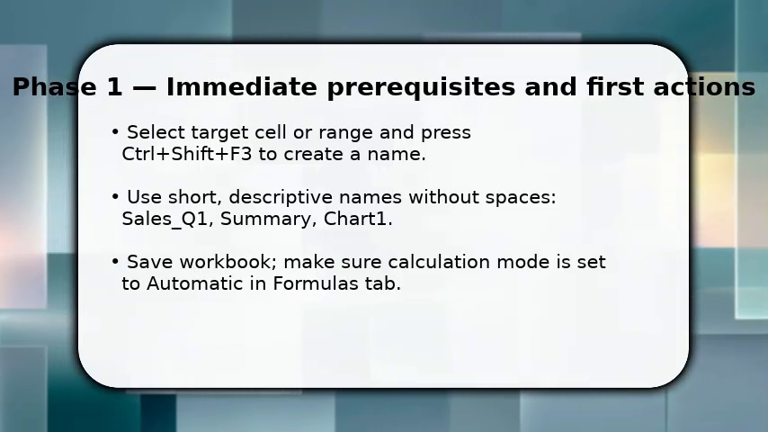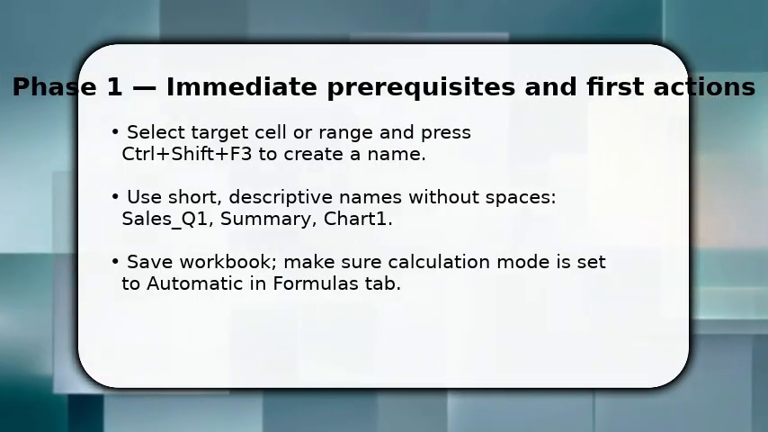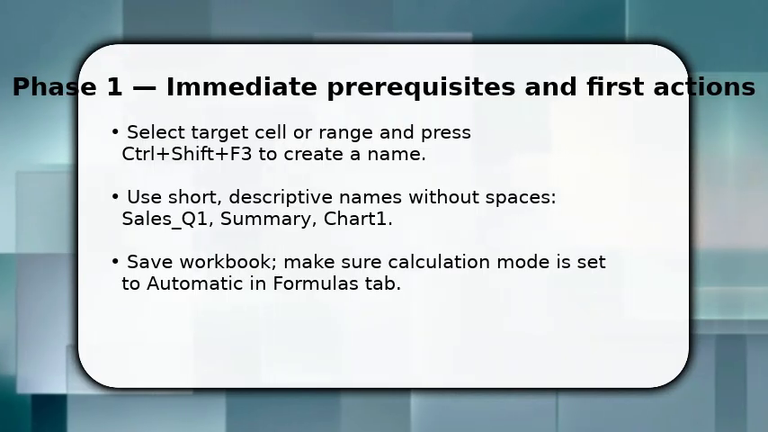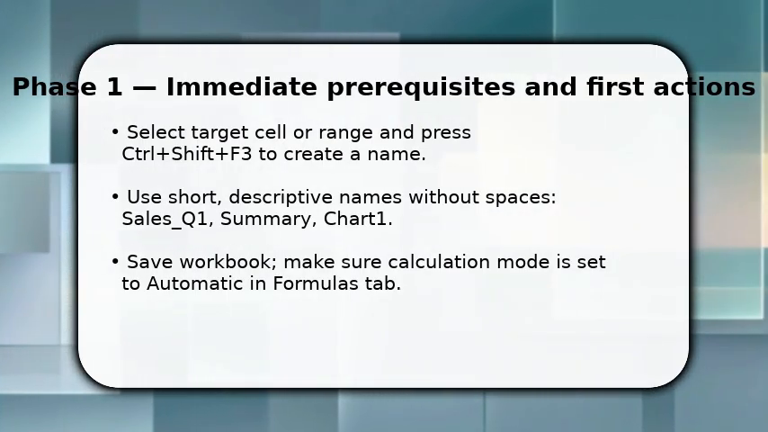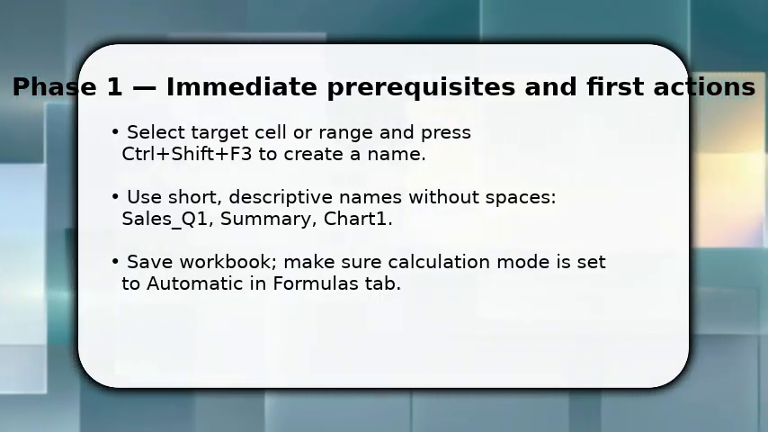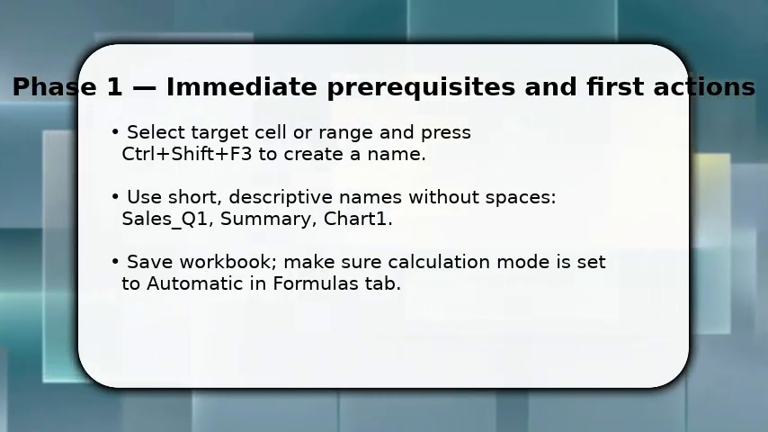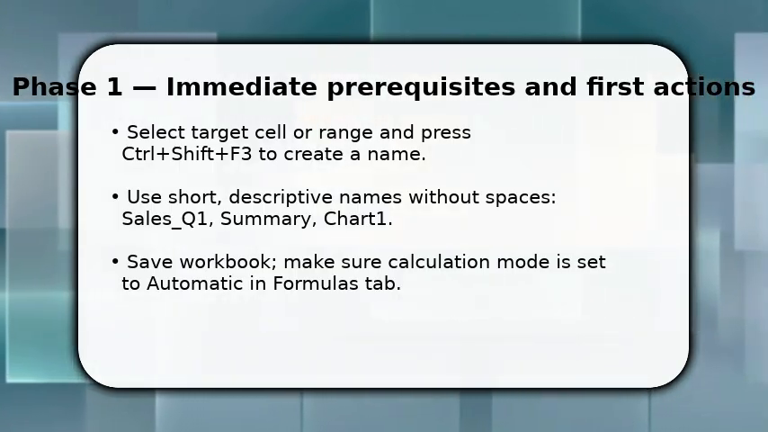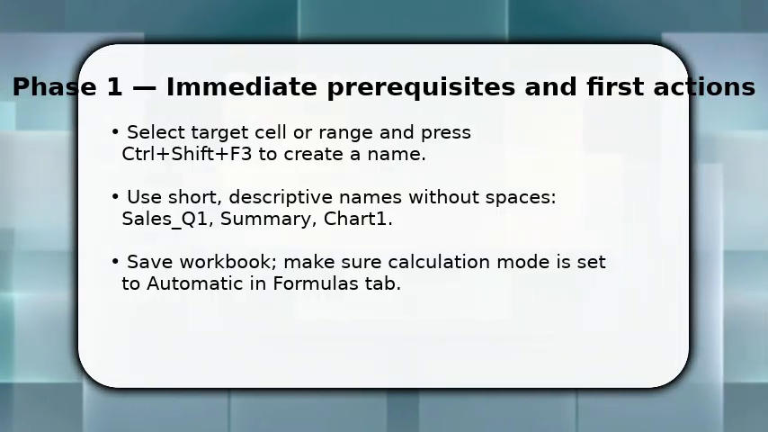You start by creating the anchors Excel will jump to. Select the cell or range you want as a bookmark and press Ctrl+Shift+F3 to define a name. Give it a concise name like Sales Q1 or Summary so you can find it fast. Once done, check Formulas, Name Manager to confirm the entry. Make sure Calculation Mode stays automatic so formulas that reference the range update. This keeps your links reliable.